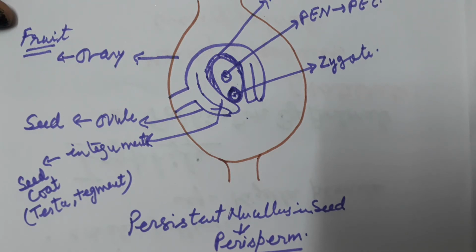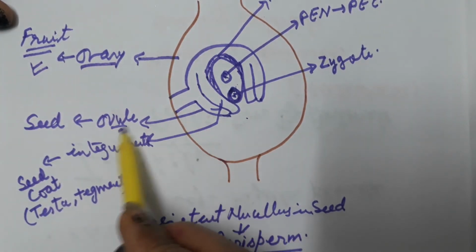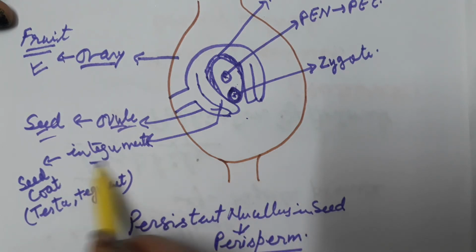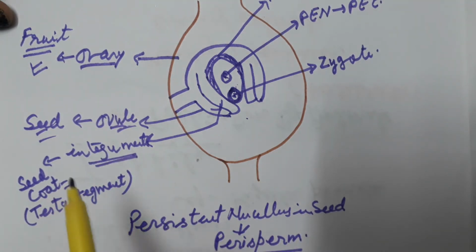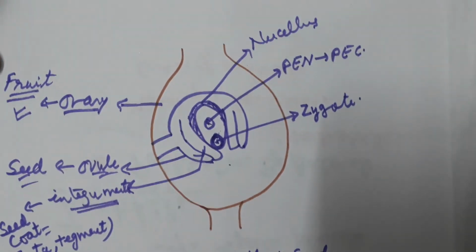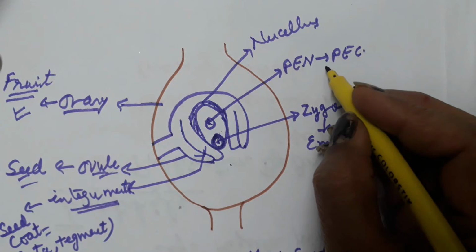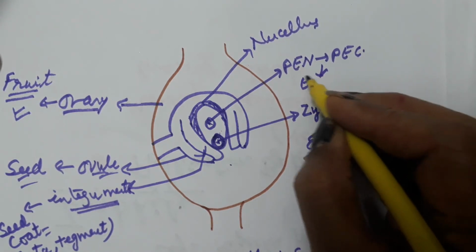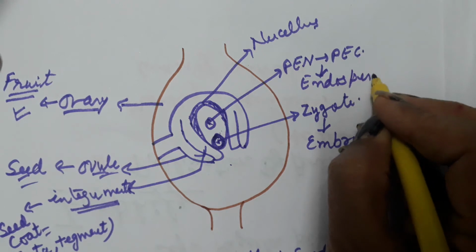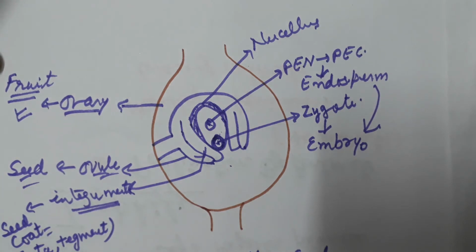So such kind of changes take place after fertilization. Ovary changes into fruit-like structure. Ovule changes into seed-like structure. Integuments change into seed coat. If the nucellus persists in a seed, then the persistent nucellus in seed is known as the perisperm layer. Zygote changes into embryo. Primary endosperm cell forms the endosperm. Endosperm is a nutritive tissue which provides nourishment to the developing embryo.